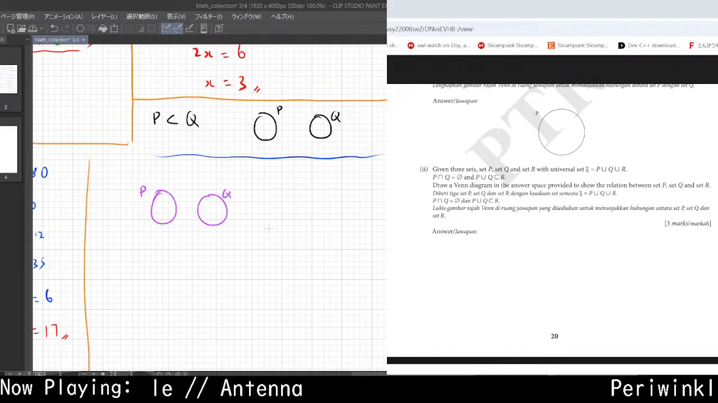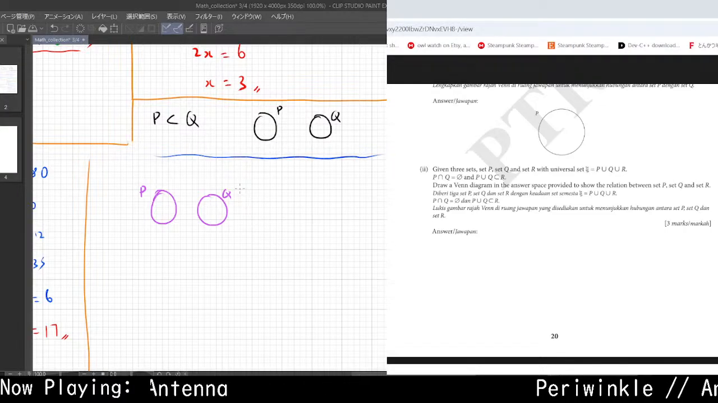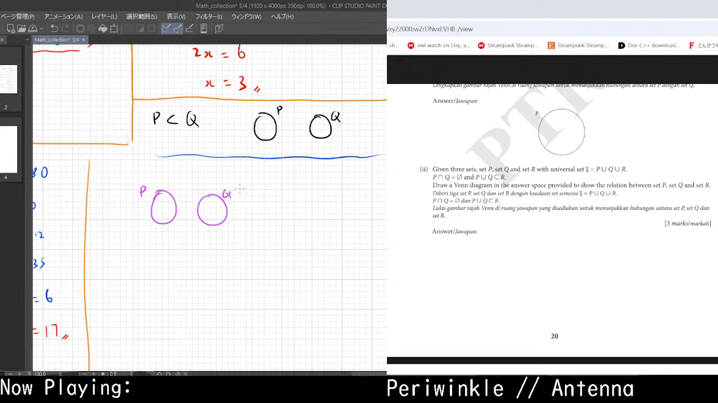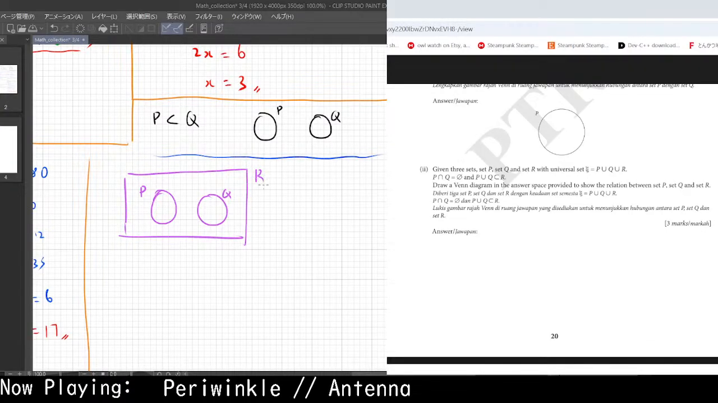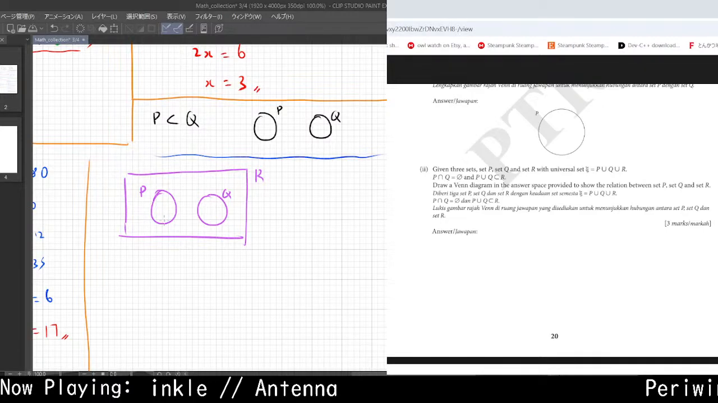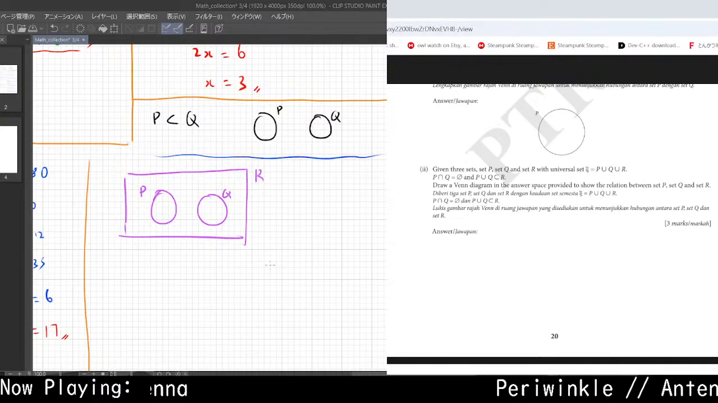Because they have no overlap, your P union Q, so both of these sets added together, is inside a larger set R. Therefore, just draw a large rectangle that says R. So P and Q together is inside R. That's basically it. Nothing else. This is your answer.